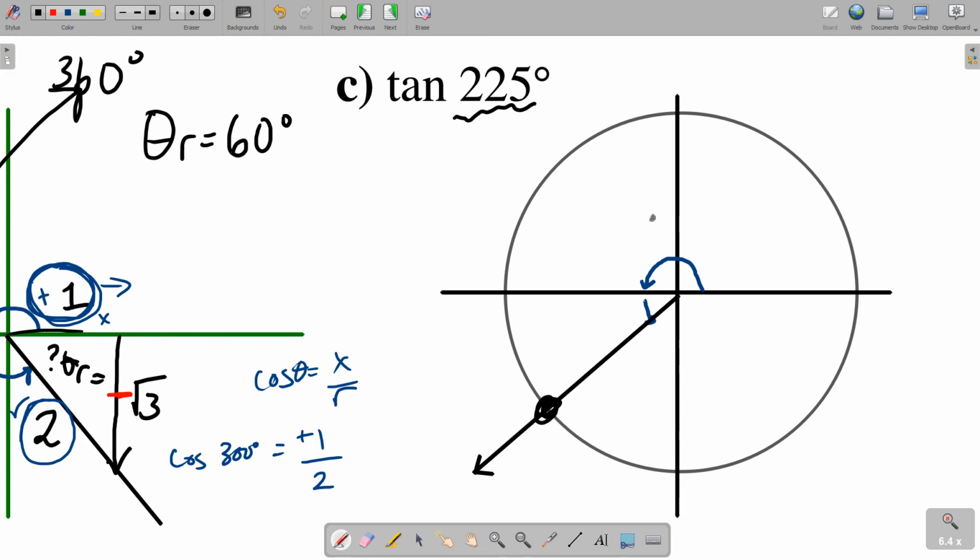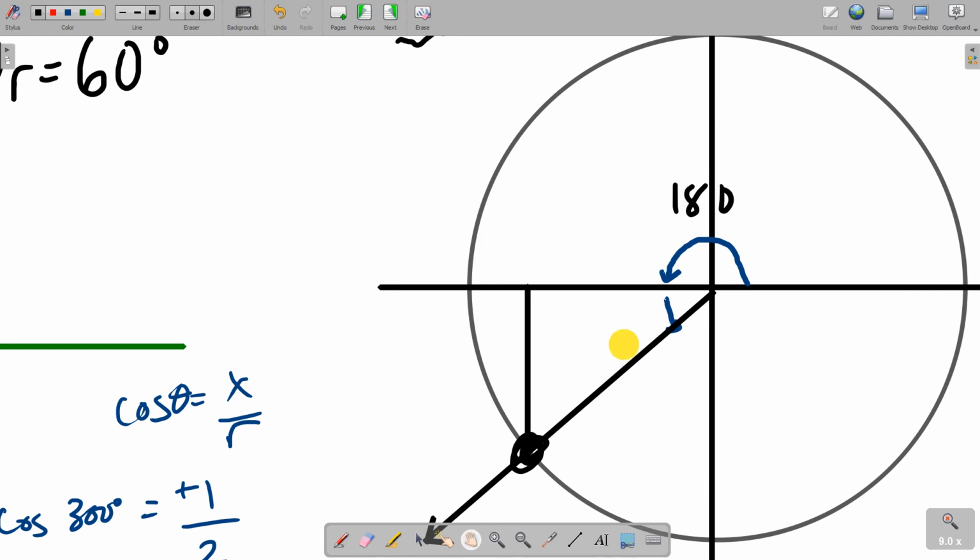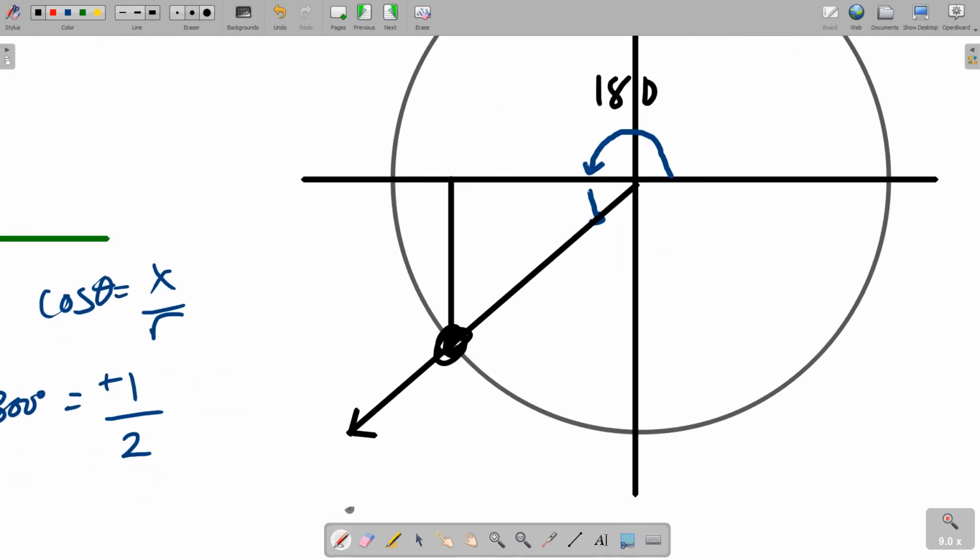If this is 180 and this is a full 225, I take away 180 and lo and behold, I find my referent angle, which is a 45-degree triangle. So when I form my triangle, this is a special 45. I'm going to zoom in. I think it's as far as this machine can go. 45 degrees. So here it is. Here's the 45 degrees. Down here, that's the referent angle from the axis.